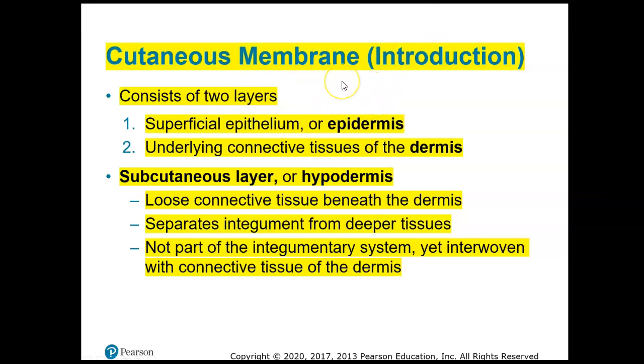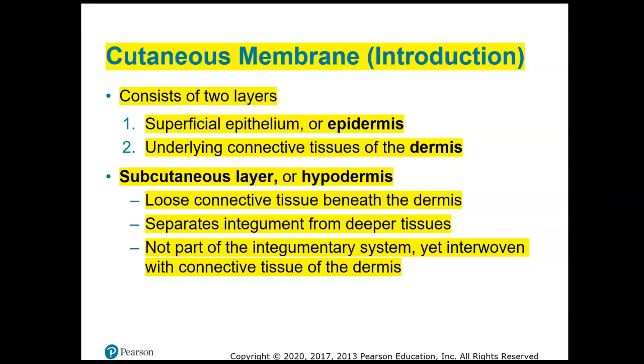The cutaneous membrane, or the skin, consists of two layers: the epidermis, which is the superficial layer, the layer on top, and the dermis, which is the layer that is deep to the epidermis, or underlies the epidermis. Below the dermis is the hypodermis, but it is technically not a part of the skin itself. But we do learn about it in this chapter because it is so connected with the skin. The hypodermis is also called the subcutaneous layer, meaning below the skin.